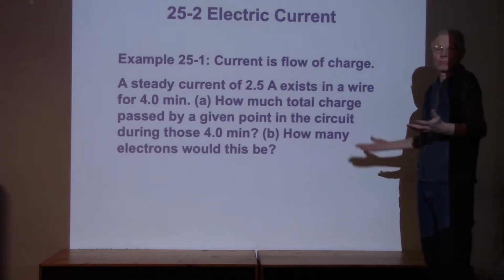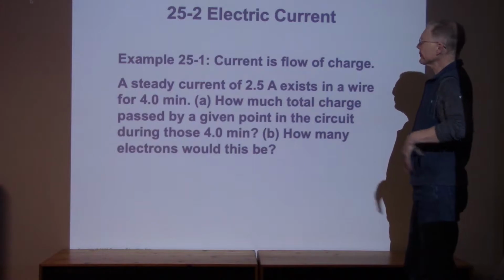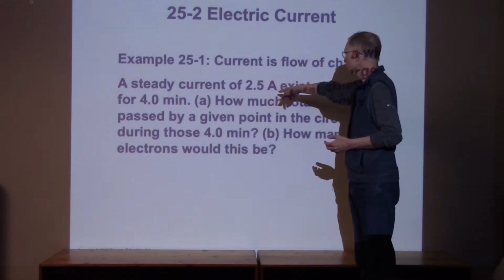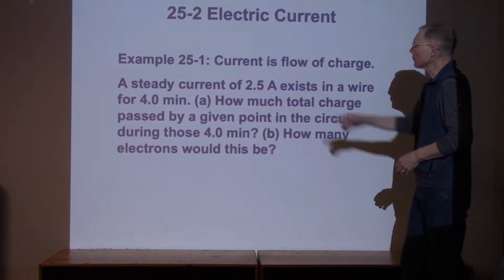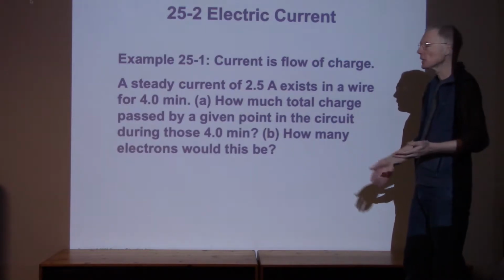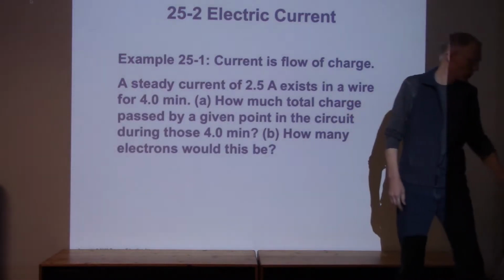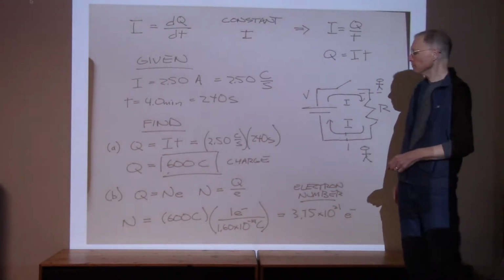So here's a problem. The example says, here is a measurement of current. It says that a steady current of 2.5 amps is running through a wire, and we let that run for 4 minutes. It says how much charge has gone by during those 4 minutes, and how many electrons would that be? So here's the solution to that.